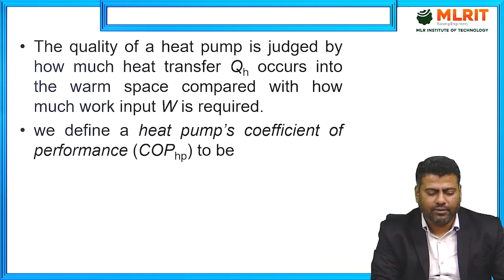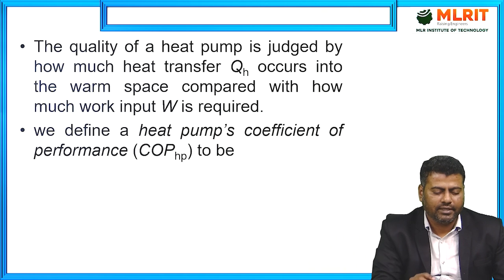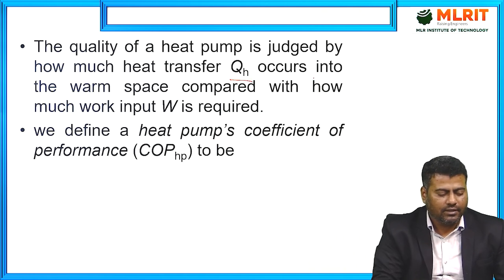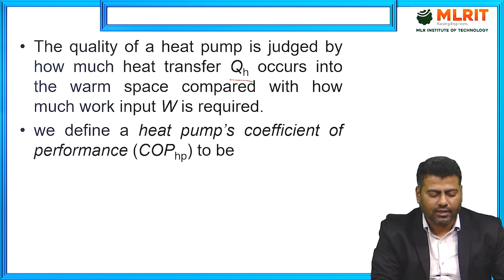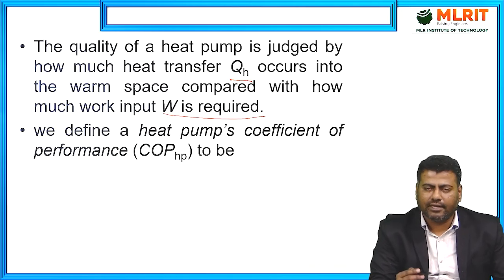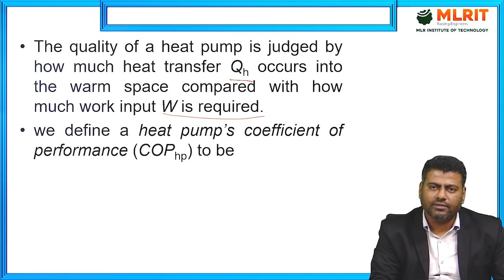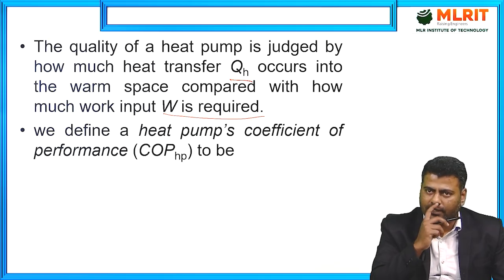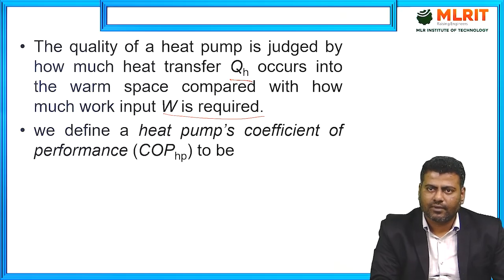The quality of the heat pump we can judge by how much heat transfer QH occurs into the warm space compared with how much work input is required. So the desired output by the input, right? Which is your desired output? I need to maintain the room temperature, I need to increase the room temperature. What is that room temperature I'm having? High temperature. So that is your source over there. Atmosphere is nothing but your sink, right? So that is my desired work.